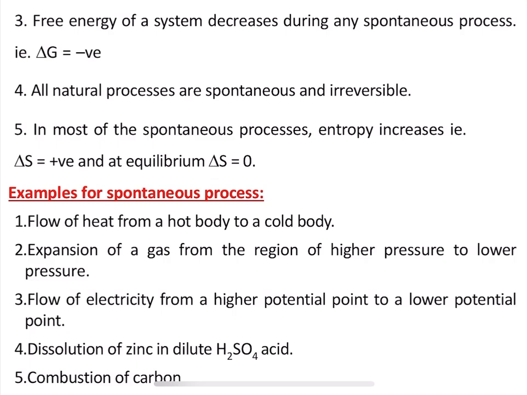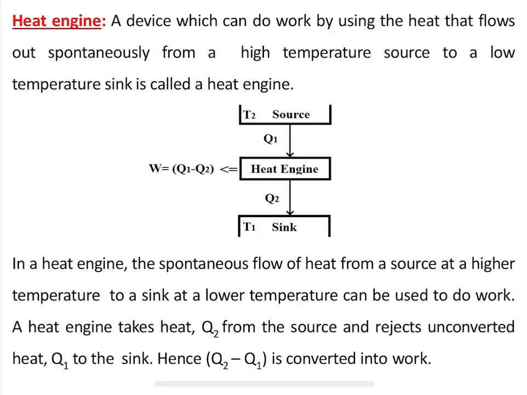Okay. And next, we'll see some examples of spontaneous processes. First one, flow of heat from a hot body to a cold body. It doesn't require any external assistance. The flow of heat will automatically start from the hot body to the cold body. The second example is expansion of a gas from a region of higher pressure to lower pressure. The next example, flow of electricity from a higher potential point to a lower potential point. And dissolution of zinc in dilute H2SO4, sulfuric acid, is an example of a spontaneous process. And combustion of carbon is a spontaneous process. Okay, so these are some examples of spontaneous processes.